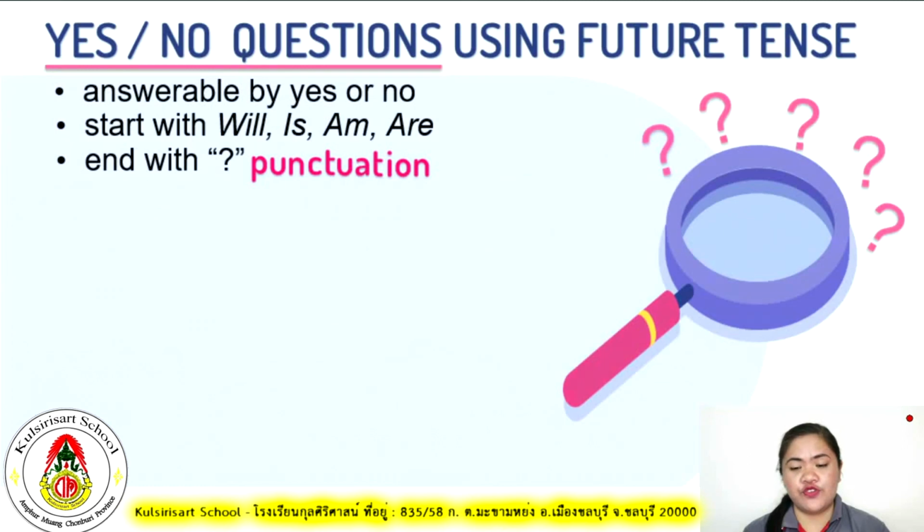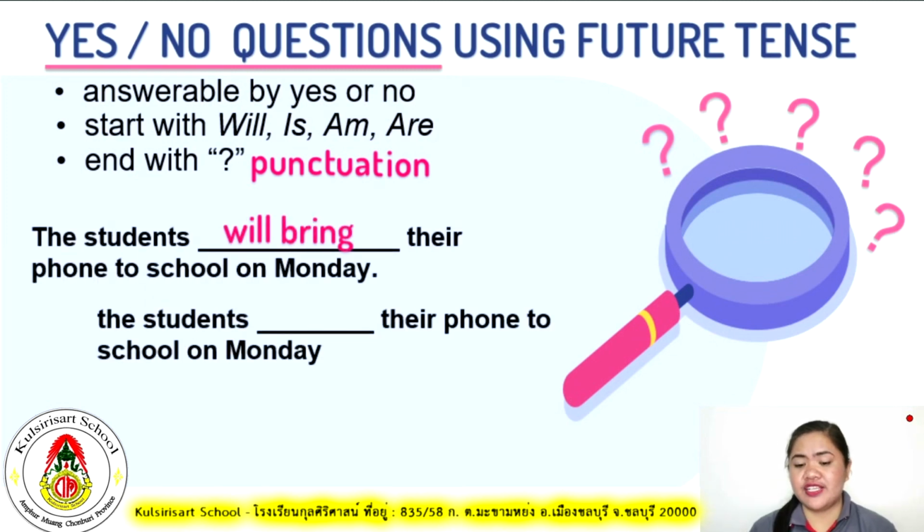Now let's review the yes or no question. When we talk about a yes or no question, it is answerable by, very good, either yes or no. And your sentence or your yes or no question should start with will, is, am, or are. And, of course, do not forget the punctuation. When we talk about questions, always end it with a punctuation. What do you call this symbol? Very good. Question mark.